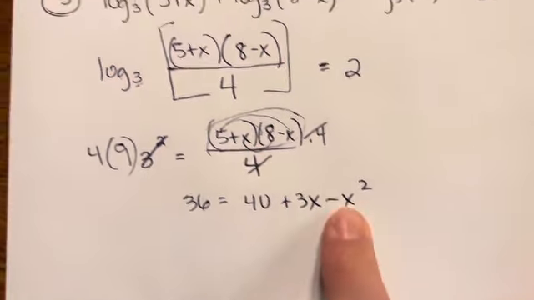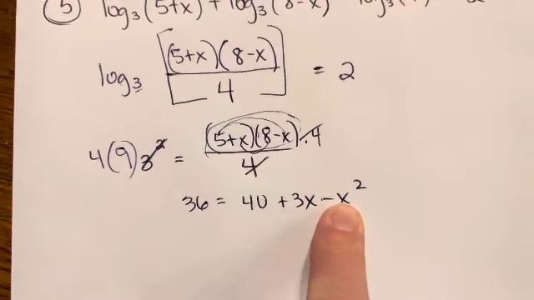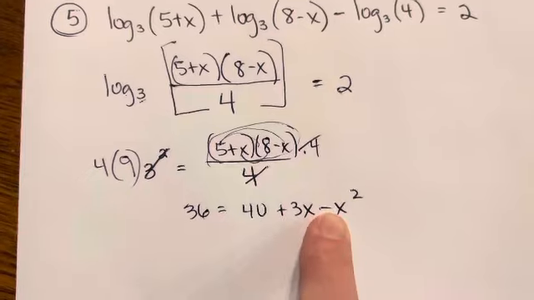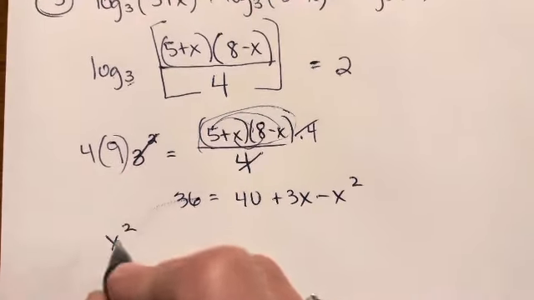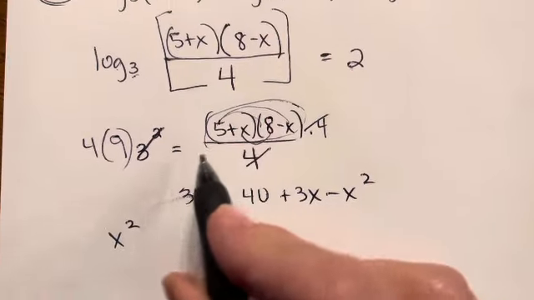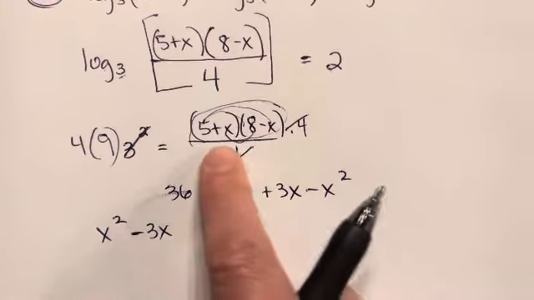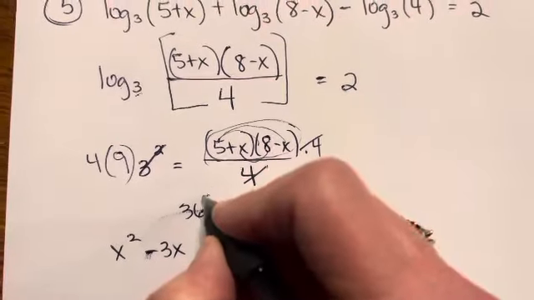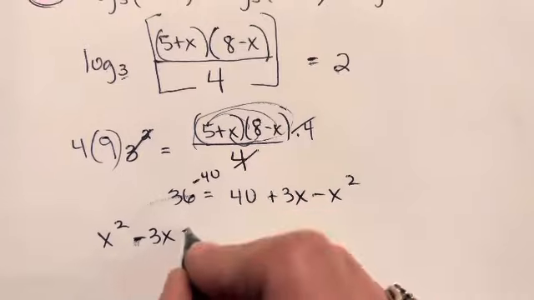Okay, remember, anytime you have an x squared term, it's called a quadratic function, you want to set it equal to 0. Since this guy's negative, I'm going to move him over here to make him positive. Okay, this is positive. I'm going to move him over here. It makes him negative. This is positive. I'm going to move him over here. So I'm going to go ahead and do this in one step. 36 minus 40 would be what, negative 4?